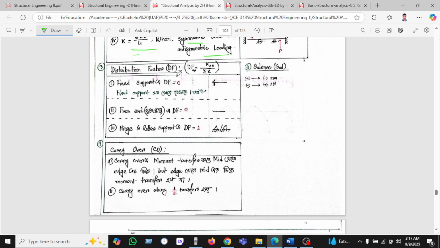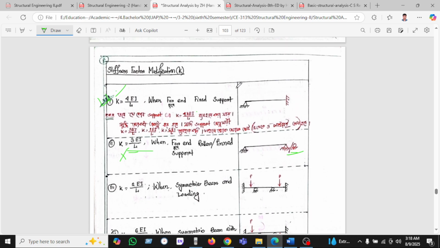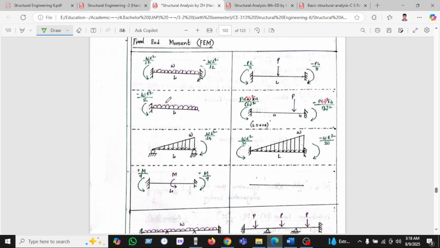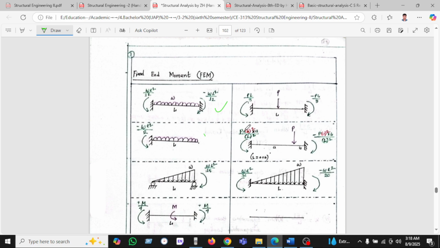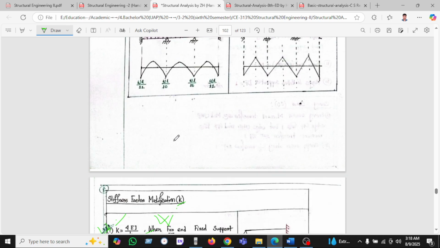The distribution factor is K divided by the sum of K. At a fixed support, the distribution factor is 0. You must memorize this: fixed is 0. The free end distribution factor is 0. The hinge and roller support distribution factor is 1. So you must memorize this, and this is only for EI by L, and you must memorize this formula and this formula, and this formula also.